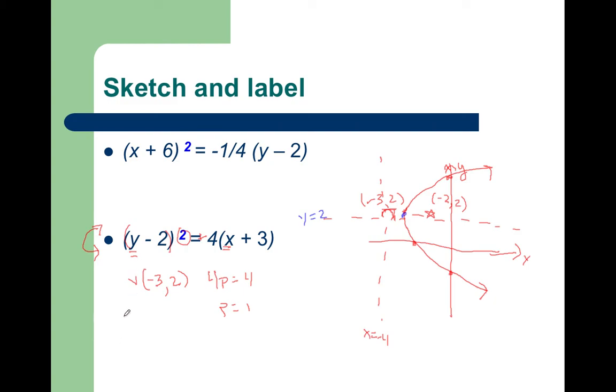So I'm going to make y equal to 0. 0 minus 2. When I make y into 0, I'm finding an x-intercept. It is equal to 4. Don't distribute the 4. X plus 3. -2 squared is 4. Divide by 4. So my x-intercept is -2.